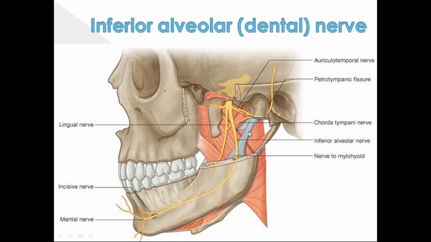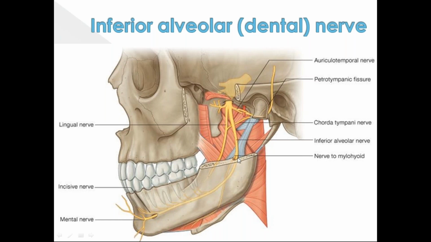Once again, I'm repeating the course. It is the largest division of the posterior division of the mandibular nerve. It emerges under cover of the lateral pterygoid muscle, runs downward and forward between the ramus and the sphenomandibular ligament, and enters the mandibular foramen. Then it runs in a bony canal in the mandible just below the teeth, where it divides into two branches, the incisive branch and the mental branch. The mental branch emerges through the mental foramen and supplies the skin of the chin.